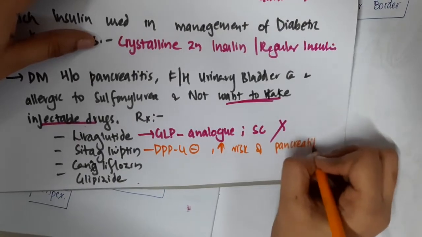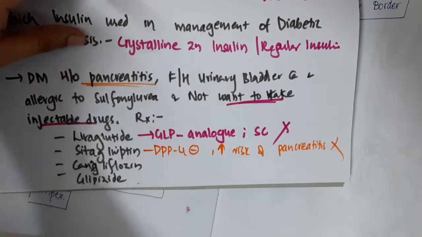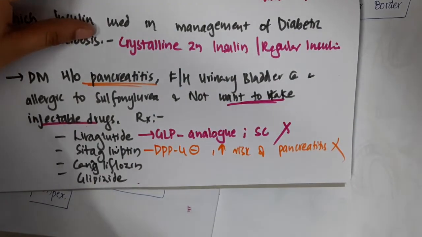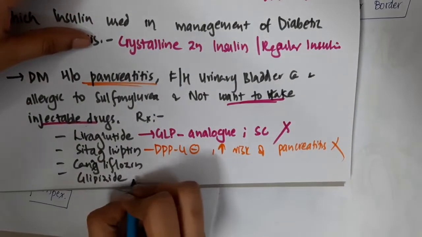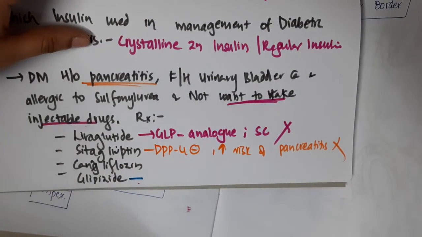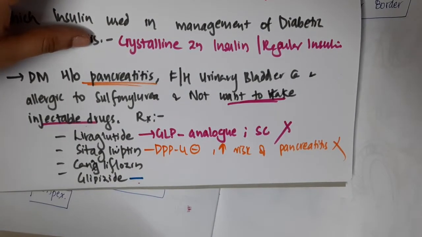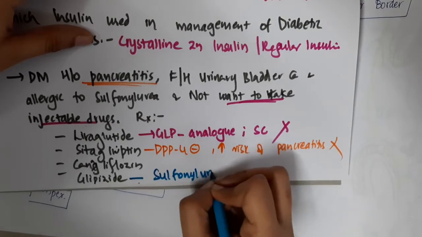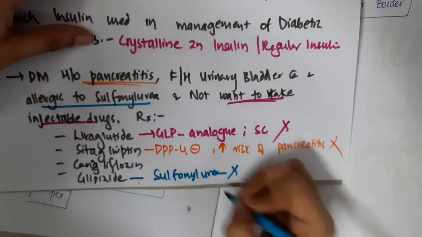Here the patient already has pancreatitis, so we won't give this. And then if you see the drug glipizide, glipizide is actually a sulfonylurea. So the patient is allergic to sulfonylurea, we won't give it.